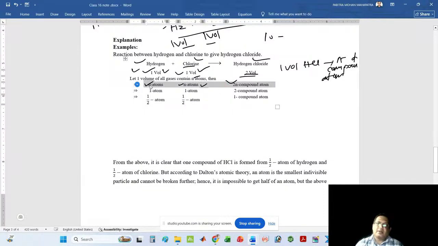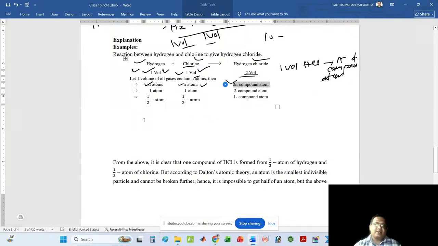If you take 5 volumes, then you can write 5n. Suppose you take 2 volumes of chlorine, here you can write 2n atoms of chlorine. Suppose you take 6 volumes of hydrogen, here you can take 6n atoms. Now, if you look at that, n atoms of hydrogen combined with n atoms of chlorine give 2n compound atoms of hydrogen chloride. Suppose I divide all by n.